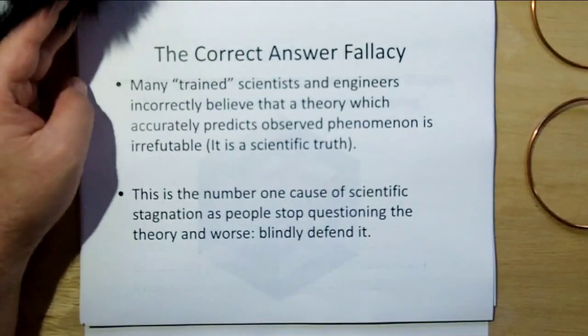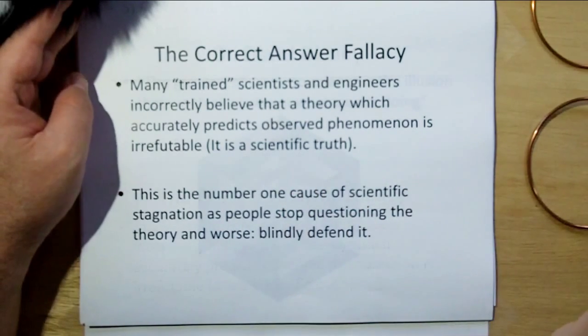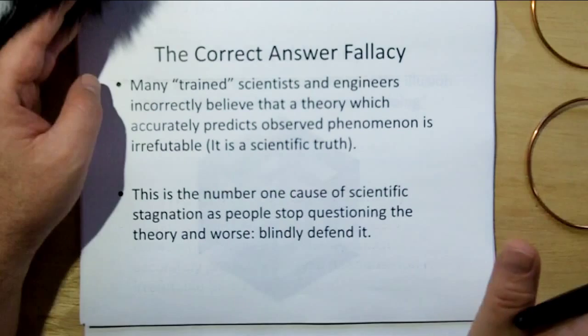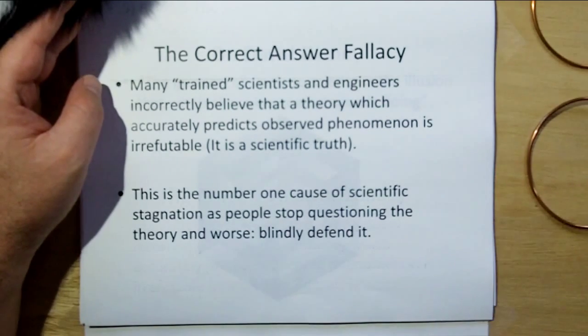So let's get back to the correct answer fallacy. Many trained scientists and engineers incorrectly believe that if a theory accurately predicts observed phenomena, it is irrefutable. It's a scientific truth. This is the number one cause of scientific stagnation, as people stop questioning theory and, worse, blindly defend it.